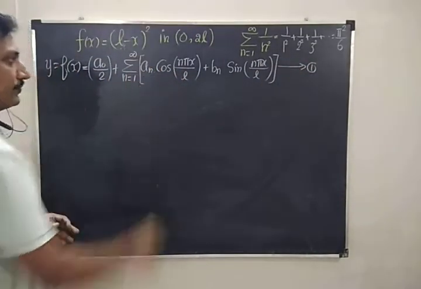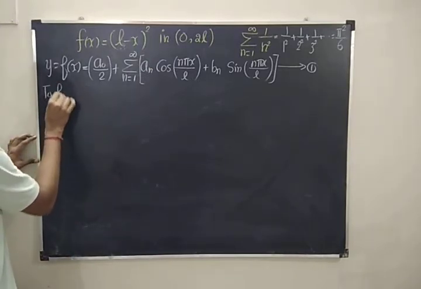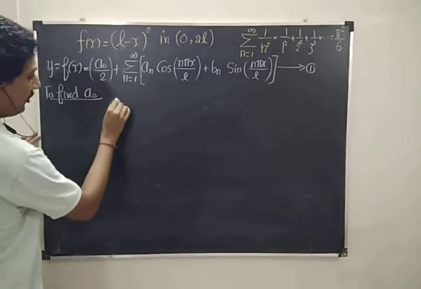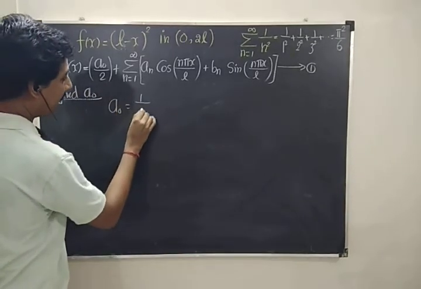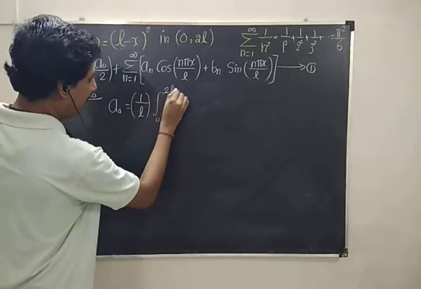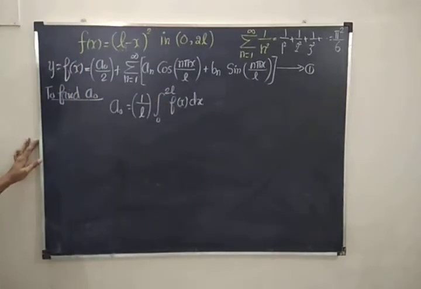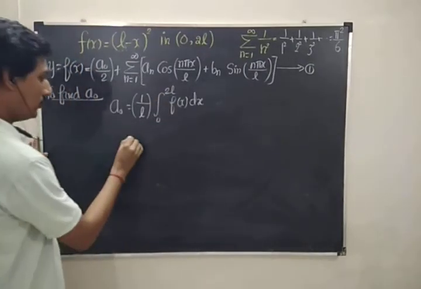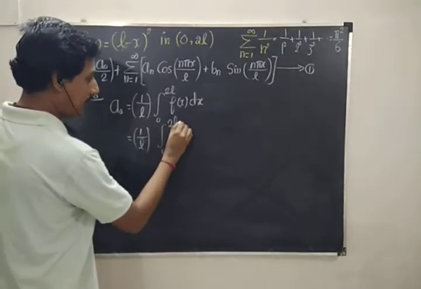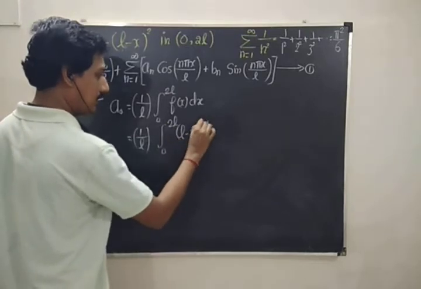Got it? Now go for the L category: A0, An and Bn. To find A0, the formula is 1 by the half range L, integral 0 to 2L f of x dx. The function is (L minus x) whole square. So 1 by L integral 0 to 2L (L minus x) whole square dx.